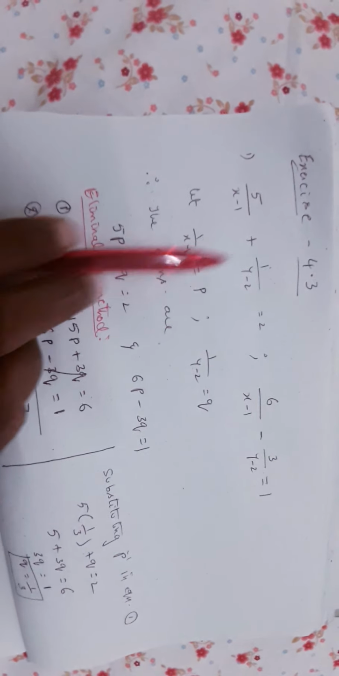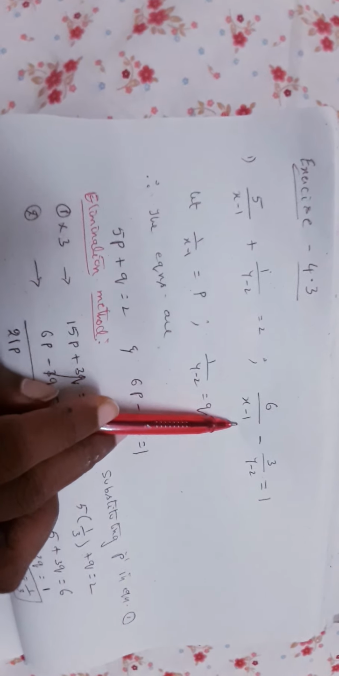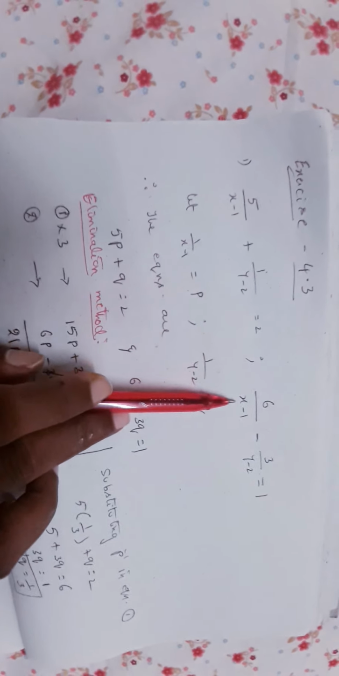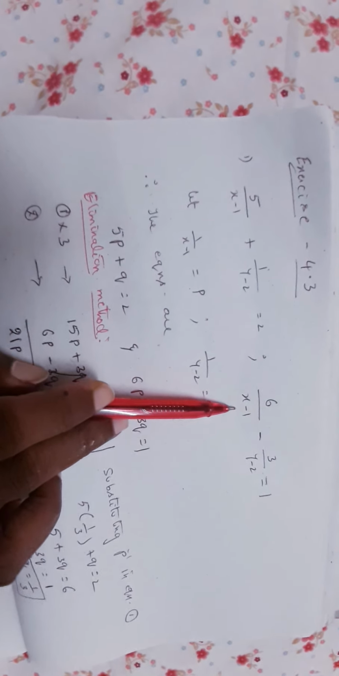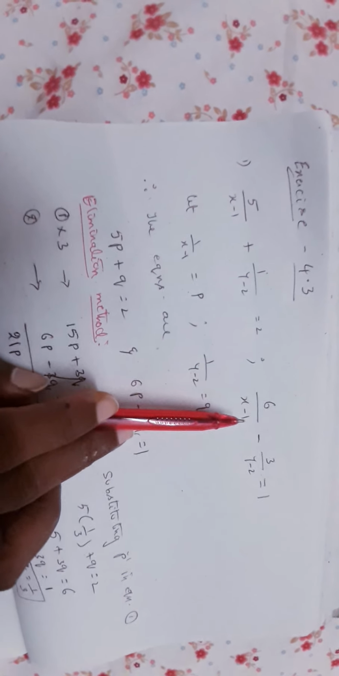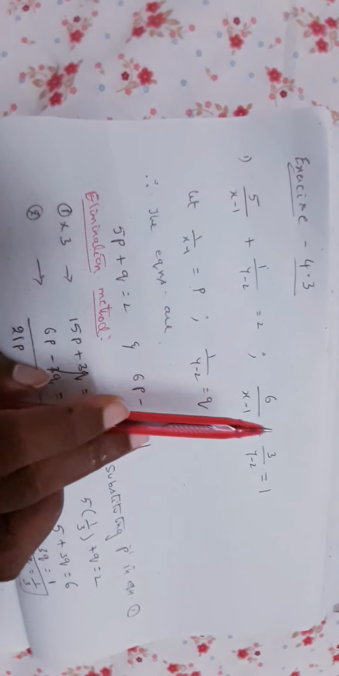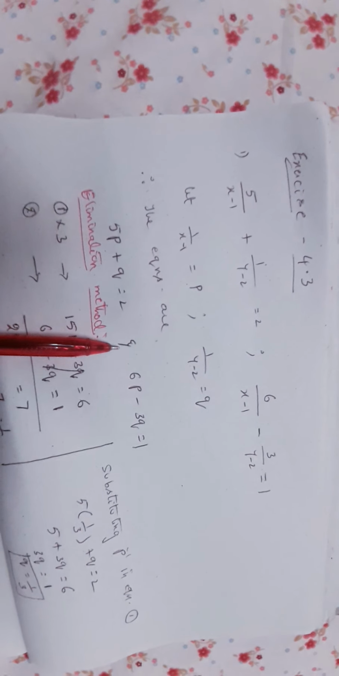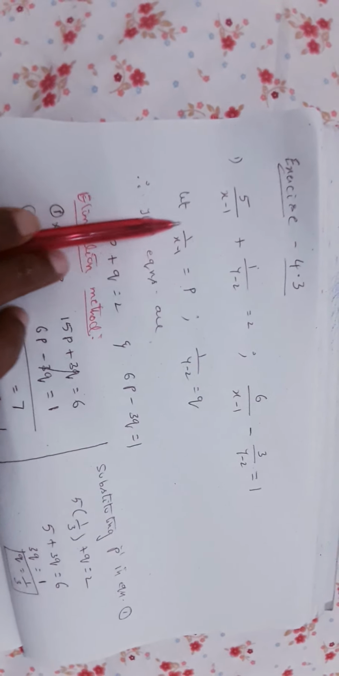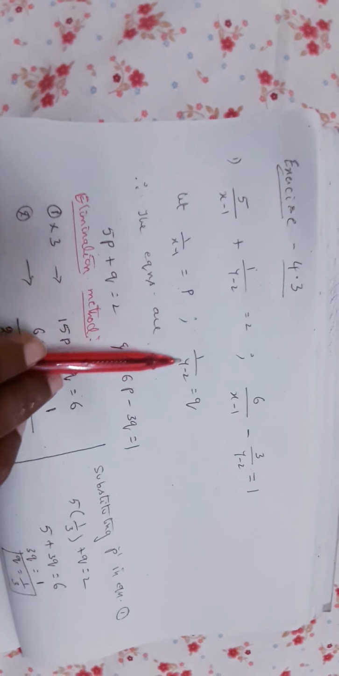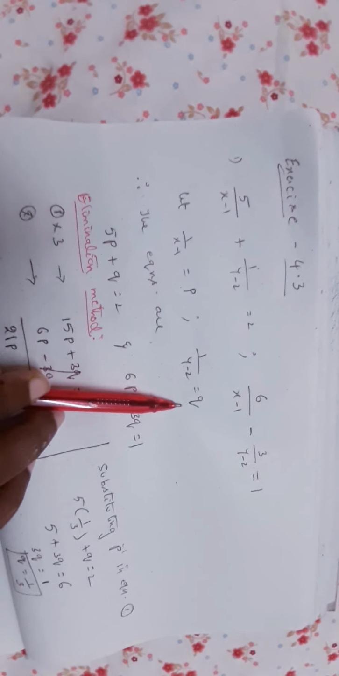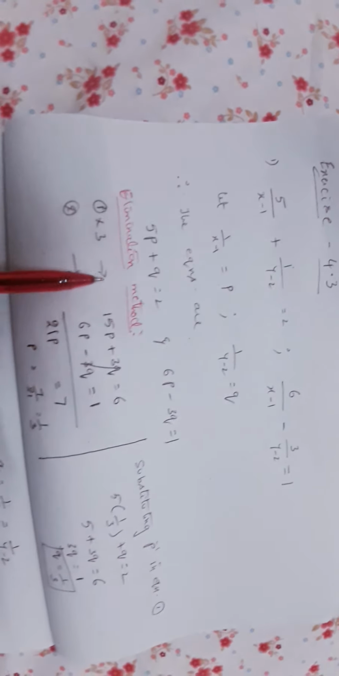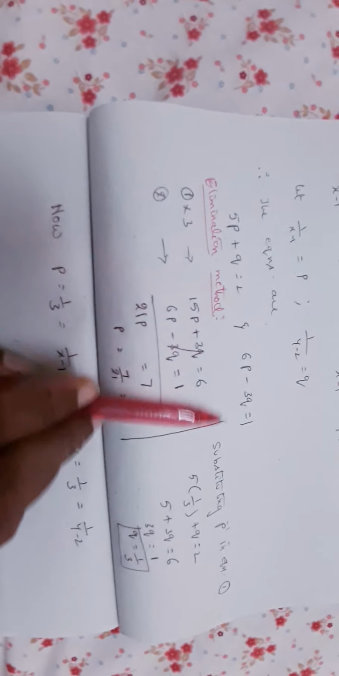So both the equations, whichever are given in this form where the variables are in the denominators, we are reducing into linear equations by assigning this value to some p and this value to some q. So now the new variables here are p and q.